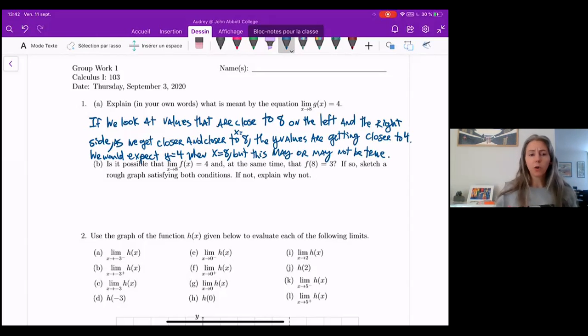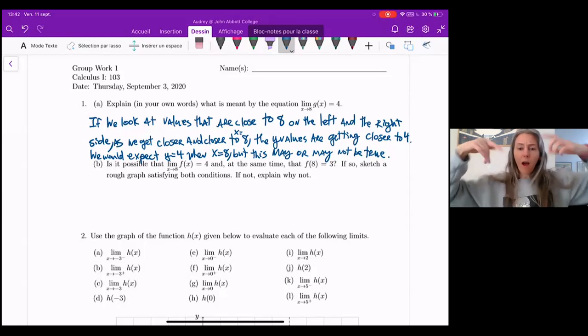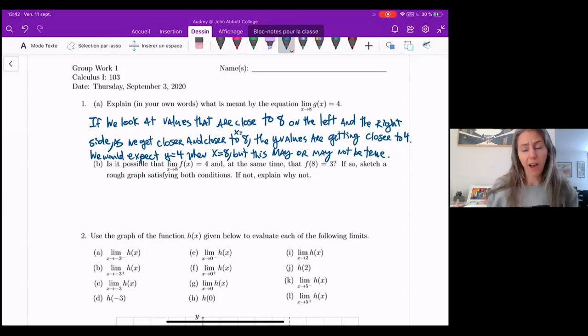It's asking you to explain in your own words. Clearly your words might be a little bit different than mine, probably will be a little bit different than mine. I'm just saying, we look at the left and right side, we kind of follow the graph. We would expect for 4 to happen. Maybe it does, maybe it doesn't.